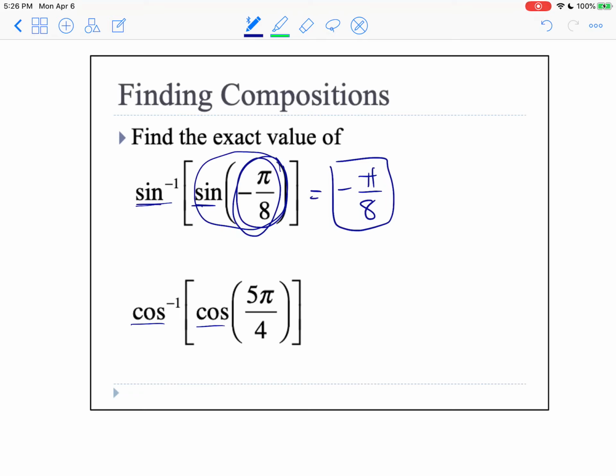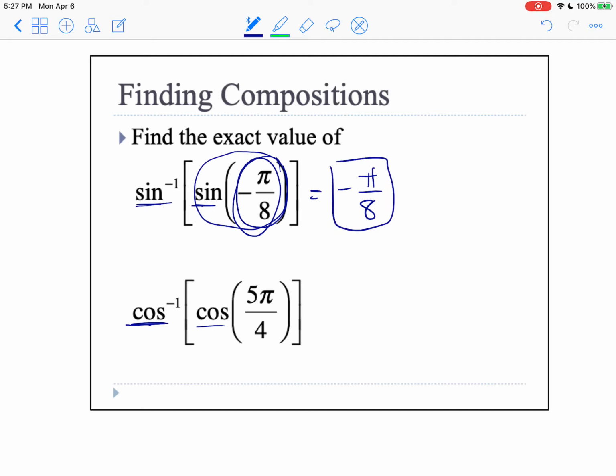Now, in the second one, the inverse cosine should cancel out the cosine, and we should be left with 5 pi over 4. But the problem is 5 pi over 4 isn't some angle that I can get out of inverse cosine. Remember, inverse cosine only goes from 0 to pi, and since 5 pi over 4 is pi over 4 past pi, this is not an angle I can get out of this function.